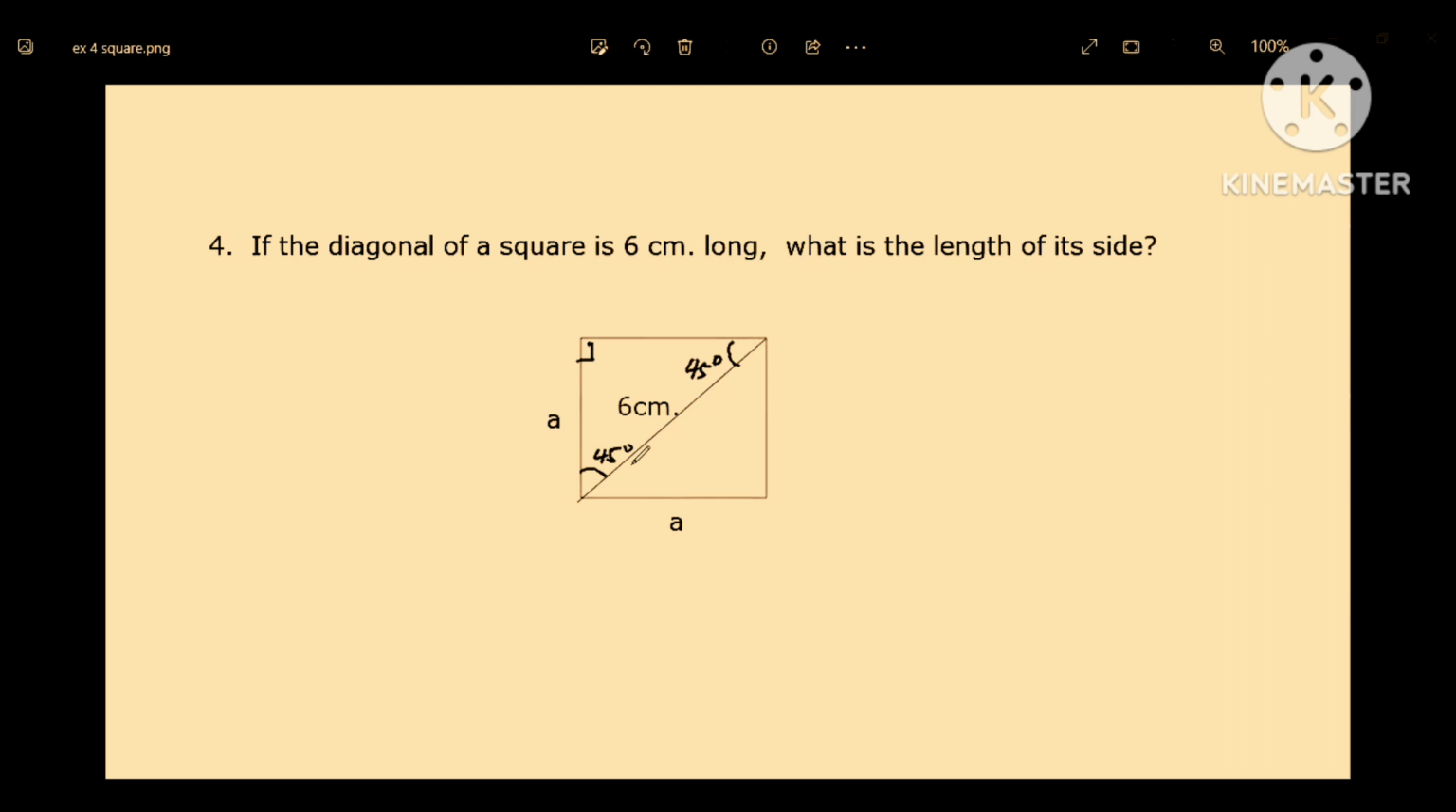So if the hypotenuse is equal to 6 centimeter, then to solve for the leg, we only need to divide 6 by square root of 2, right? So 6 divided by square root of 2, rationalize natin, multiply by square root of 2 over square root of 2. So this is equal to 6 square root of 2 over 2, or 3 square root of 2. And that's it, no? That is the length of the side of the square, 3 square root of 2 centimeter. Okay?